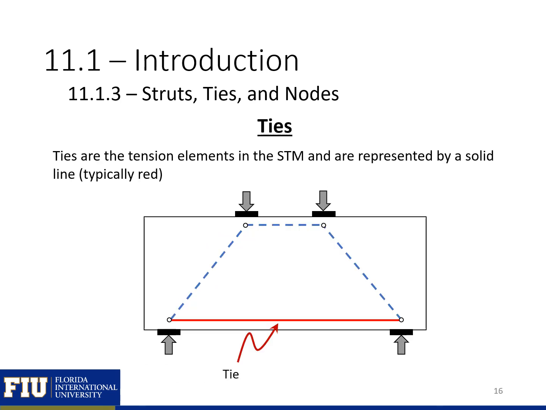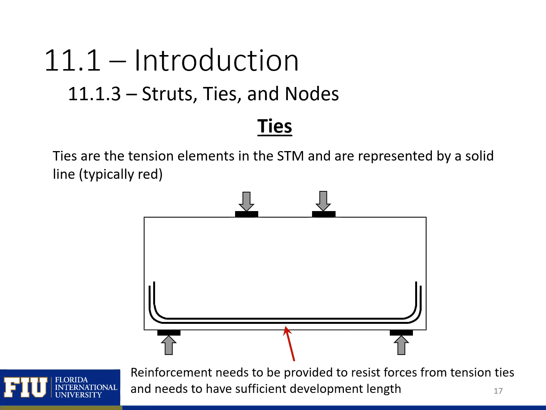The next element that we're going to talk about in the Strut-and-Tie method are ties. Ties are our tension elements in our model, and we typically represent them by a solid line that's typically red. We need to provide reinforcement to resist the forces in our tension ties, and we also need to make sure that our reinforcement has a sufficient development length. So that means we'll often need to hook the bars or include headed reinforcement to provide sufficient development length. Also note that the center of our tie is going to be located at the center of our reinforcement. So you'll often need to assume a location for your tie in your initial model, and then after you detail your reinforcement, you may need to adjust the location of your tie. So this can be a little bit of an iterative procedure.